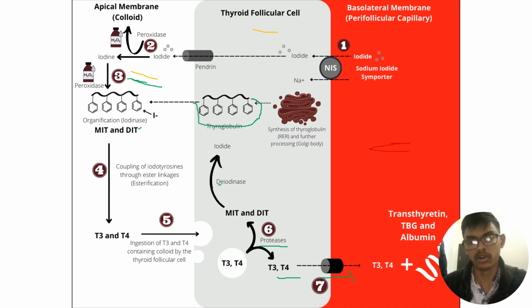Now, as you all know, in the blood approximately 99.9% of this T3 and T4 are bound to plasma proteins. They are metabolically inactive, and only 0.1 to 0.9% of the T3 and T4 are useful. So that is the physiology of the thyroid gland and the synthesis of thyroid hormone.